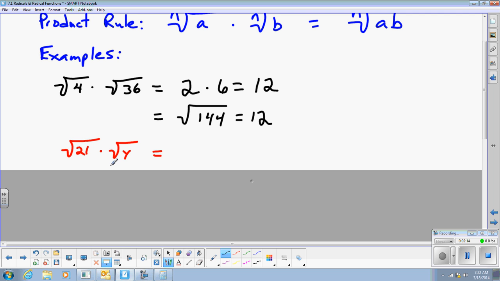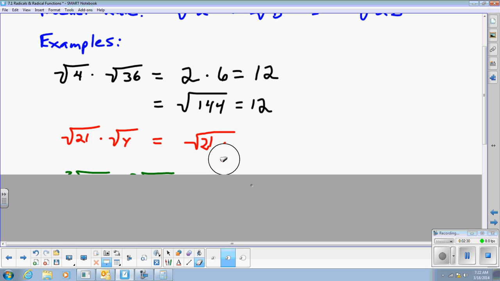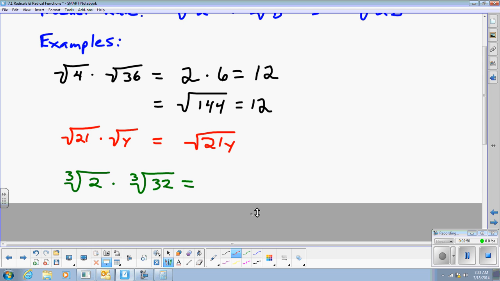So let's take a look at a few more types of expressions I may ask you to simplify. Here's one where it says the square root of 21 times the square root of y. That just plain and simply simplifies to the square root of 21y. My apologies for the sloppiness there. I'm going to erase that and change that so it looks a little neater for you. So it's the square root of 21 times y. And that's all you do there to simplify that. We don't know what y is, so we don't know what to multiply 21 by. But if we did, we would multiply it together and then do the square root like I did up here with 144 and 12.